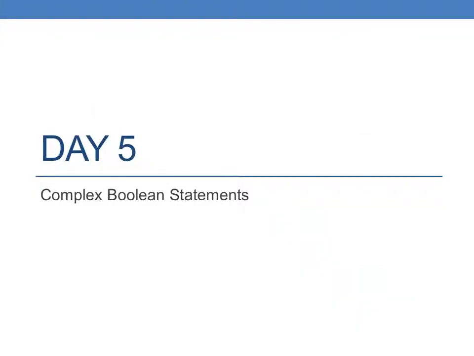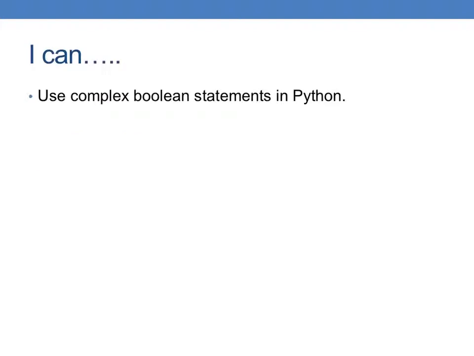So in lesson 5, we are going to tackle what are called complex Boolean statements. And that's pretty much just as it sounds. They're still Boolean statements, which means they are still true or false, but now they're just more complex. So your goal by the end of this lesson is that you'll be able to use complex Boolean statements in Python, and that you'll be able to communicate when they are necessary and why they exist.